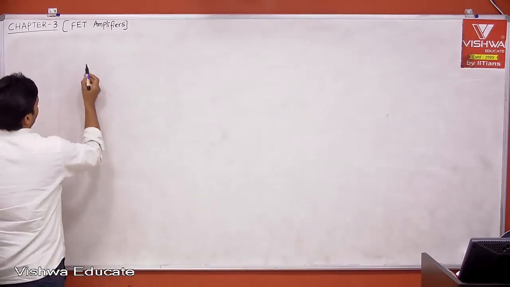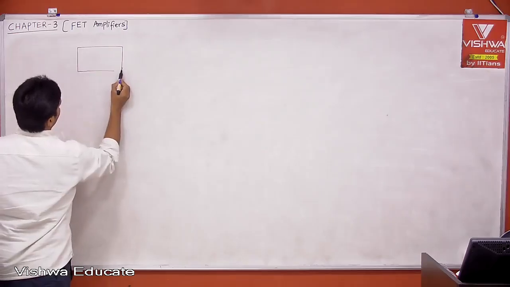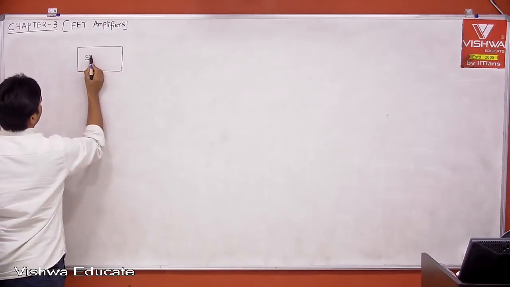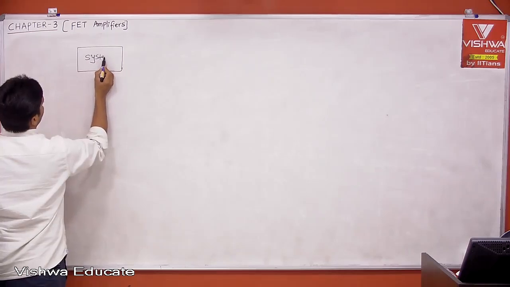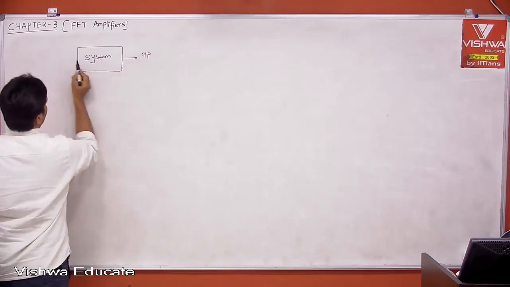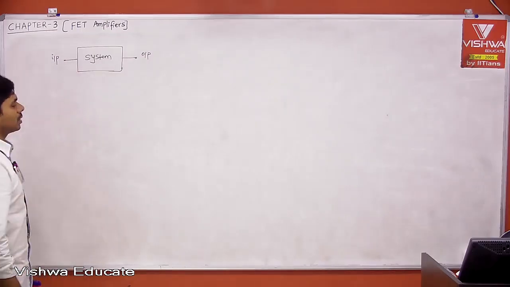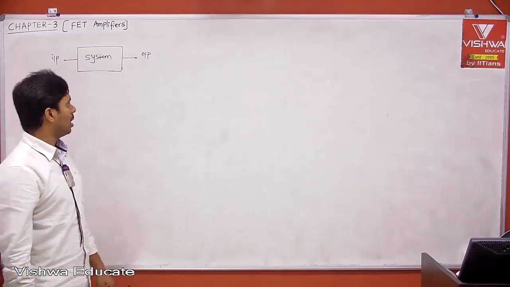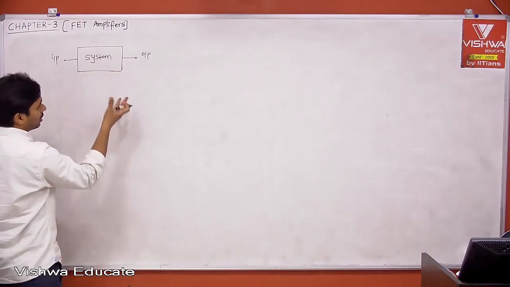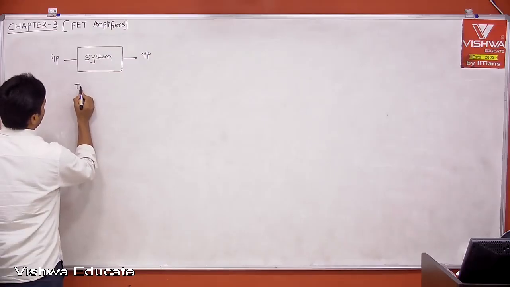Now, this is generic actually. If you take any system, defined with output and defined with input, every system is associated with three types of distortions. What kind of distortion? I'll tell. Therefore, types of distortions.